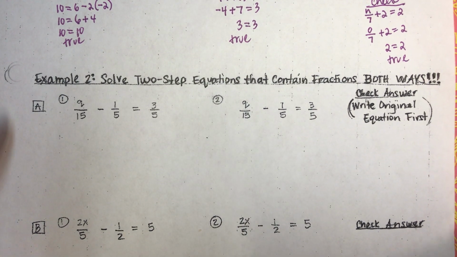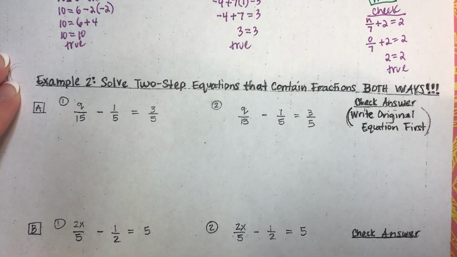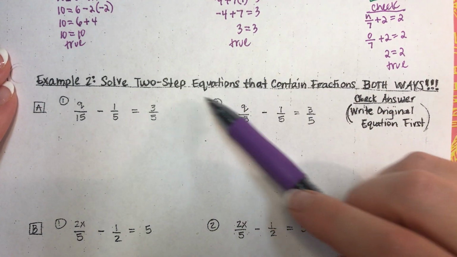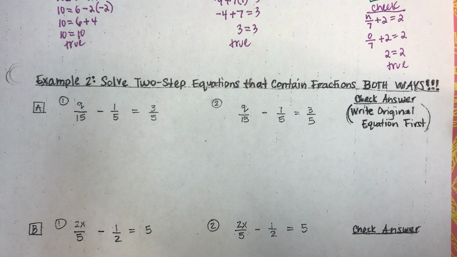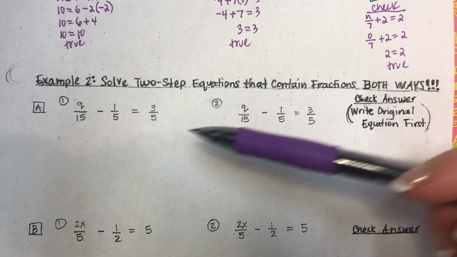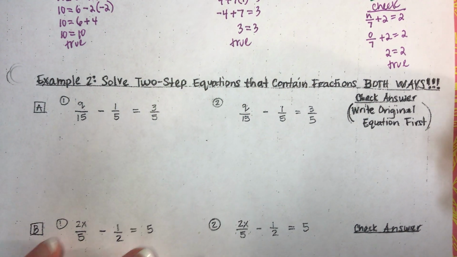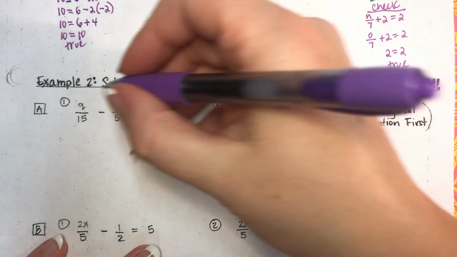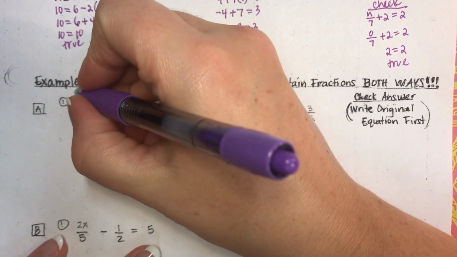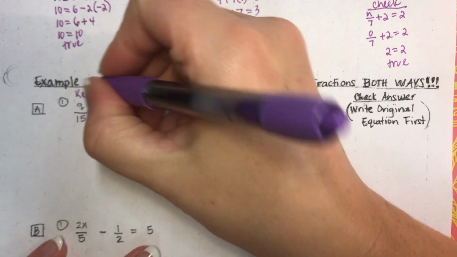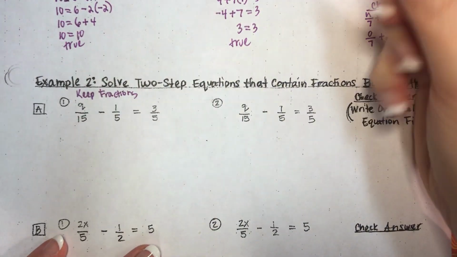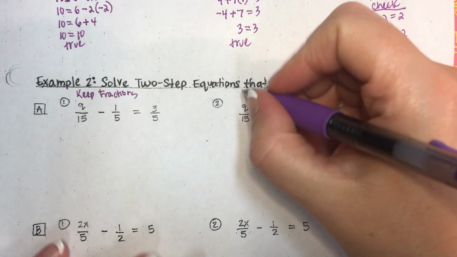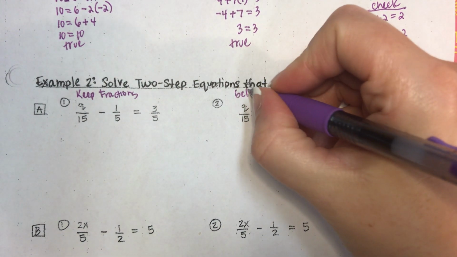All right, well, let's get started with example 2. Example 2 says solve two-step equations that contain fractions both ways. So we're going to solve each of these fractions two different ways. The first way we're going to solve it is by keeping the fractions. And then the second way we're going to solve it is by getting rid of the fractions.